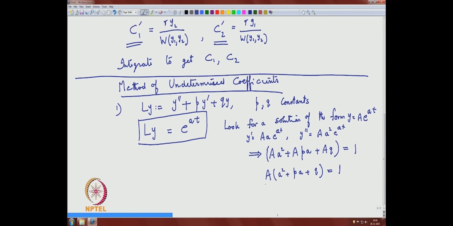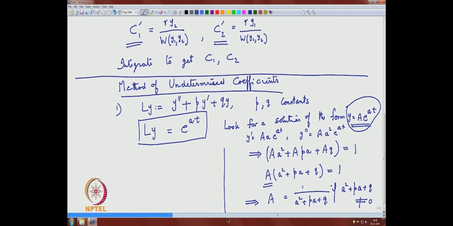So, our idea is to find an A so that y equal to A e power at is a solution. So, this implies A you can take to be 1 over a square plus p a plus q, and this is possible if that is non-zero. So, that puts a condition: we have a solution of this form if a is not a root of this equation.